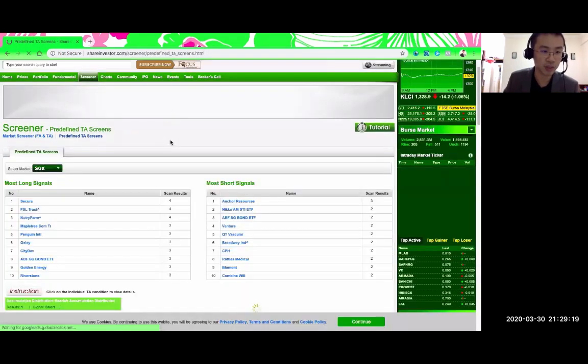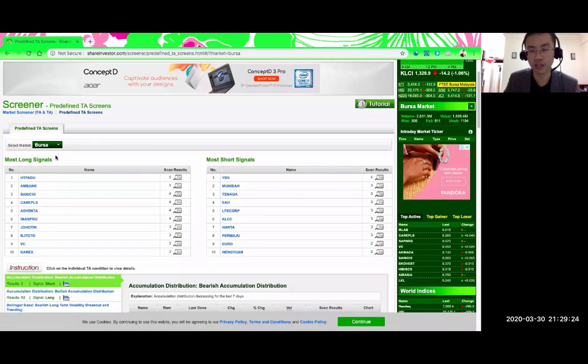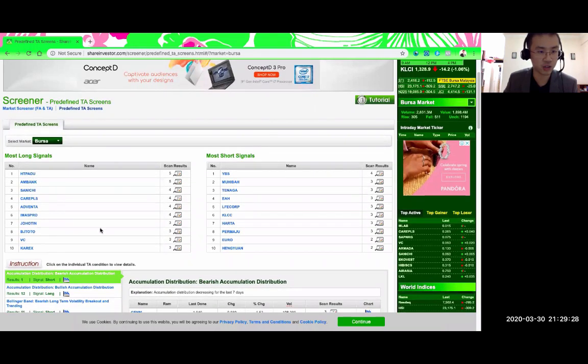Okay, so these are predefined. If you are lazy and don't want to customize your own screening, then you can click the predefined TA screener. All this will come out.